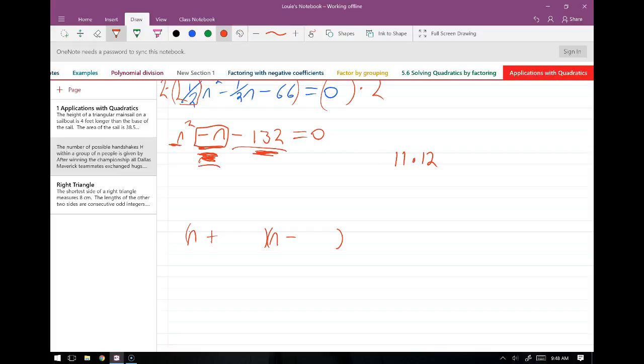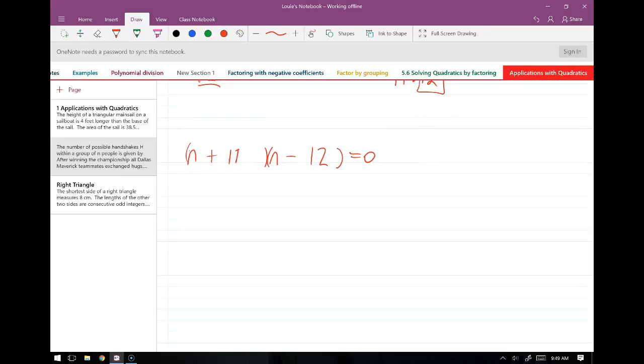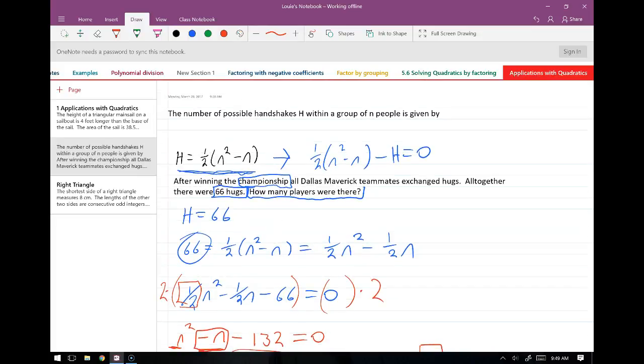So the middle term is negative, which means the larger factor gets attached to the negative. So we'll throw the 12 in there, and then we'll throw our 11 in there. Okay, this is equal to 0. We break it down into two factors and we get two solutions. If n plus 11 is equal to 0, then n is equal to -11. And if n minus 12 is equal to 0, then n must equal +12. So -11, +12. Let's see which one makes sense with our original problem.